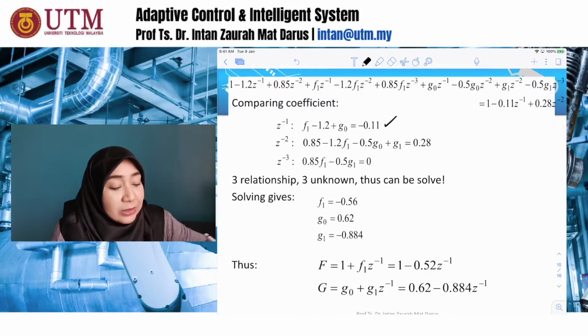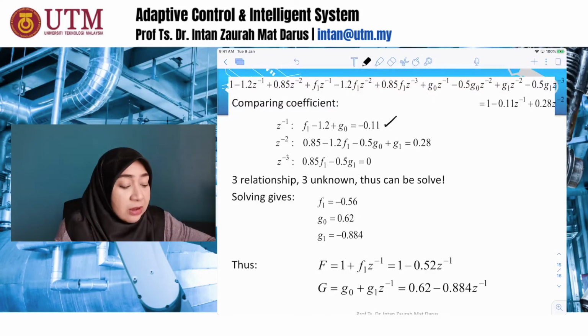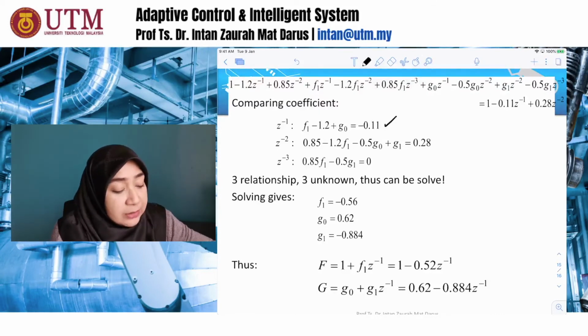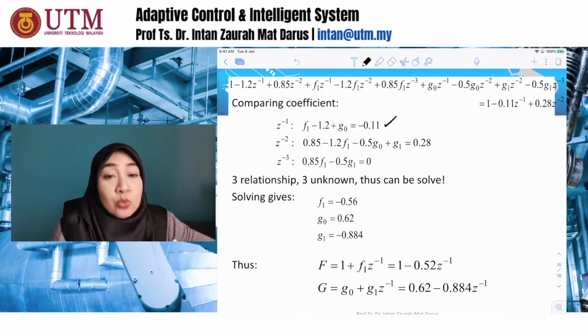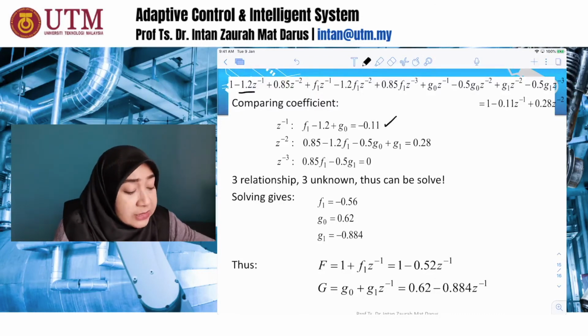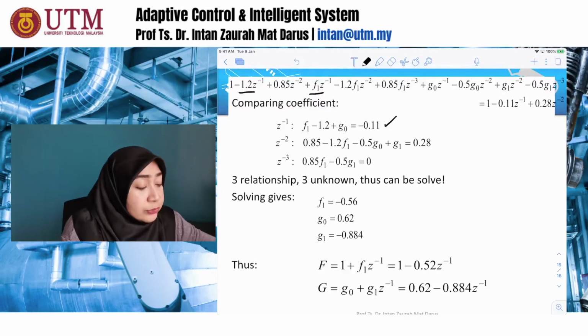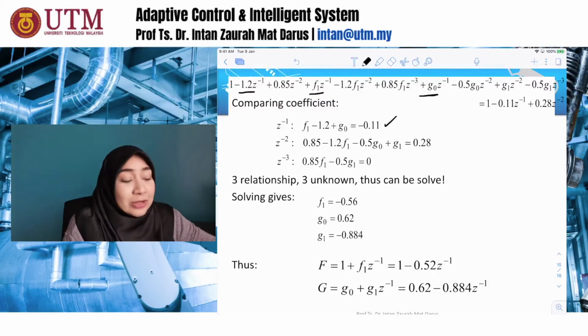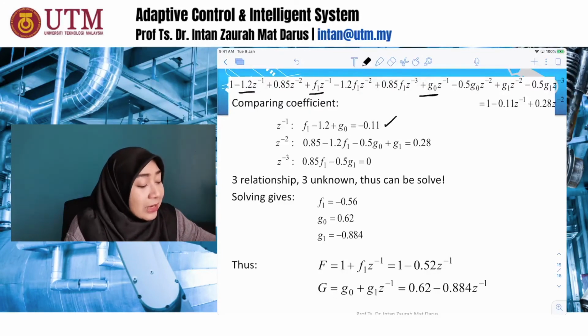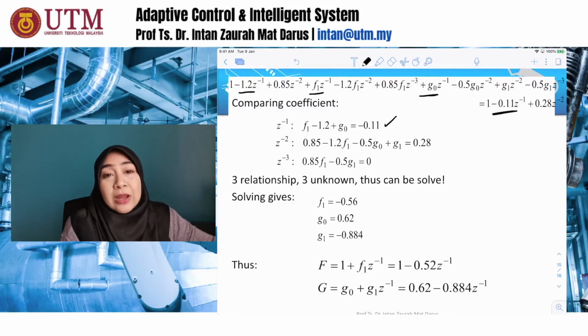Okay, so have a look at what value you have on your left hand side for Z minus 1. You have minus 1.2 Z minus 1 plus F1, and also plus your G naught here. Then on the right hand side for Z minus 1, you only have a negative 0.11.